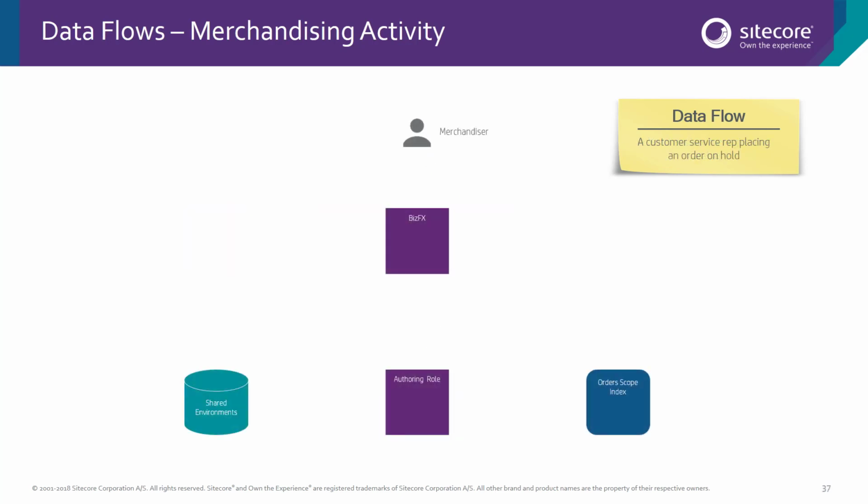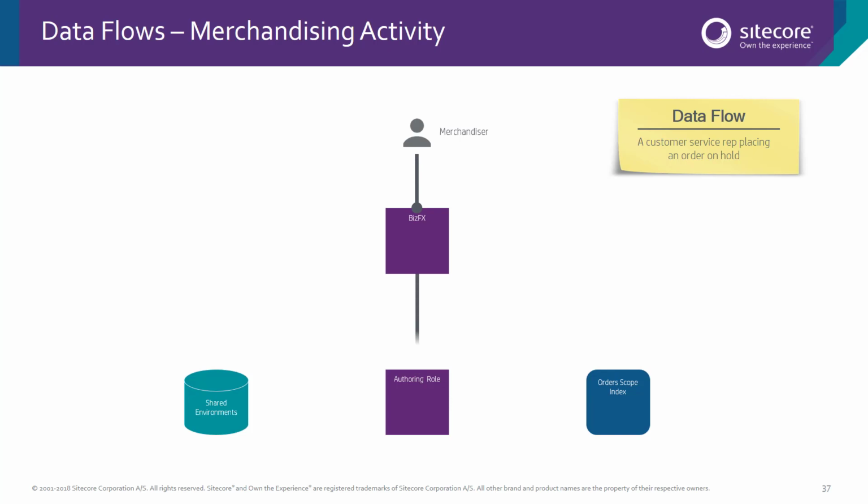But now let's take a look at what happens when a customer service rep places an order on hold. First of all, the rep loads up the BizFx UI and navigates to the orders dashboard to search for an order ID. Here, a request is sent through to the authoring role, which searches for the order using the order scope index, and the data is displayed back to the user.